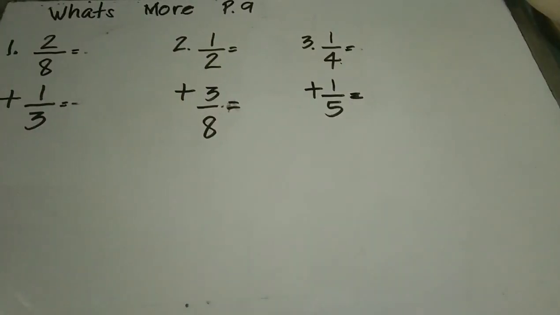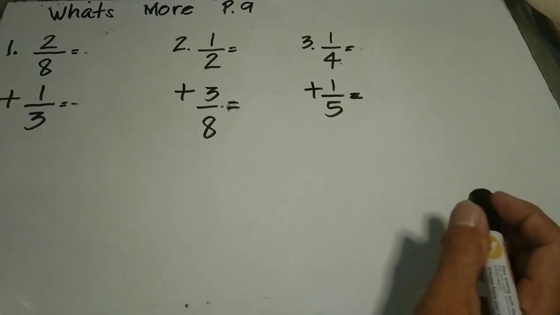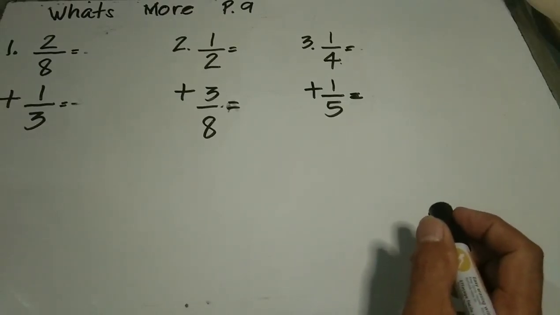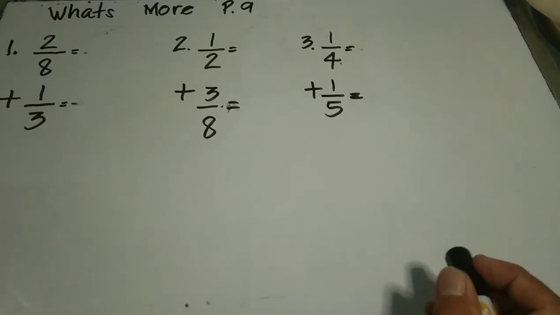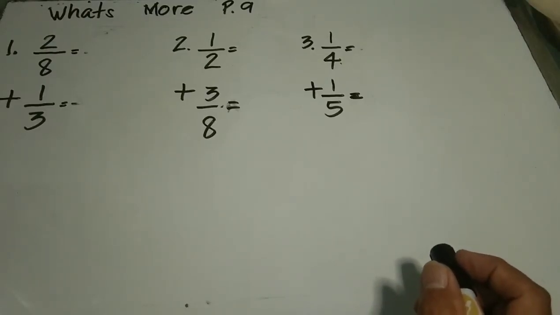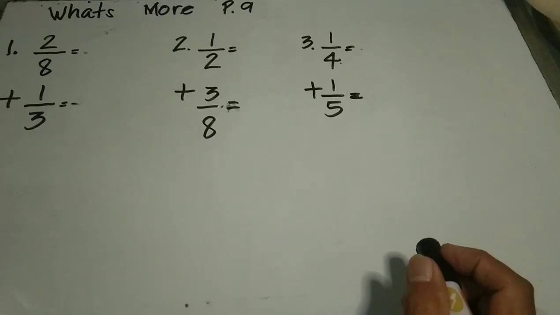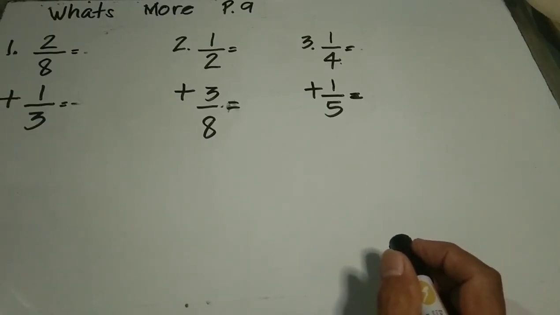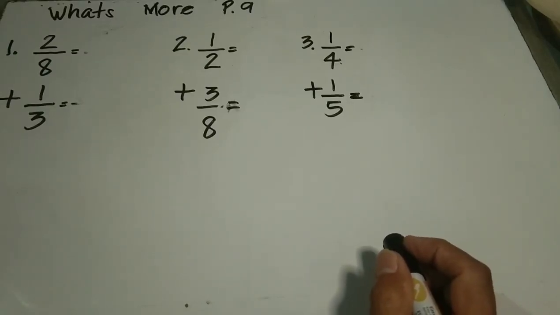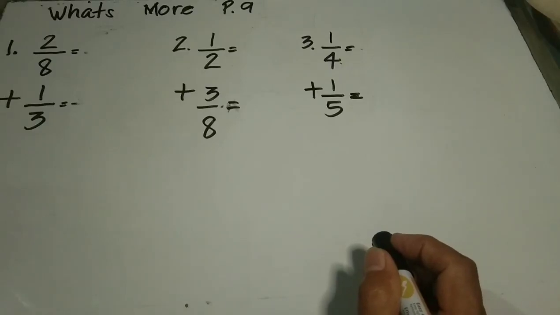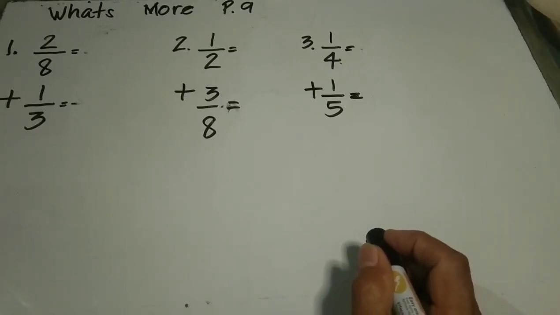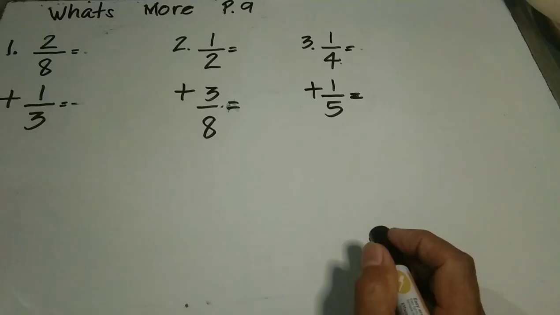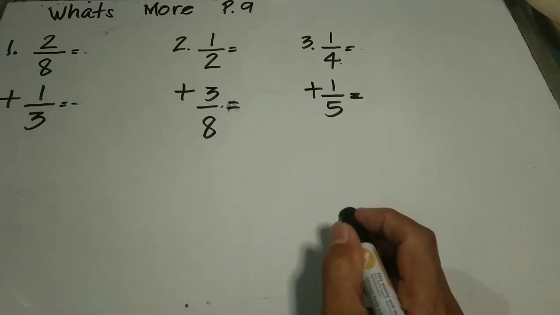Okay, let's now solve for exercises page 9 of your module. What's more? This time we will be using the vertical method of adding fractions. The vertical method and the horizontal method, although they have different ways of adding, the result will still be the same. Whether you use vertical or horizontal, your answer will still be the same as long as you perform it correctly.